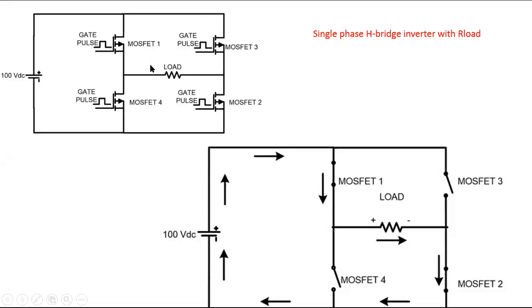Case 1. Case 1 is what here? When MOSFET 1 and MOSFET 2 are turned on with the help of firing pulse. So what will happen? Direction of the current starts from? Yes, anyone tell me? Direction of the current starts from VDC plus to MOSFET 1, MOSFET 1 to load, and from load to MOSFET 2, and from MOSFET 2 to the VDC minus.